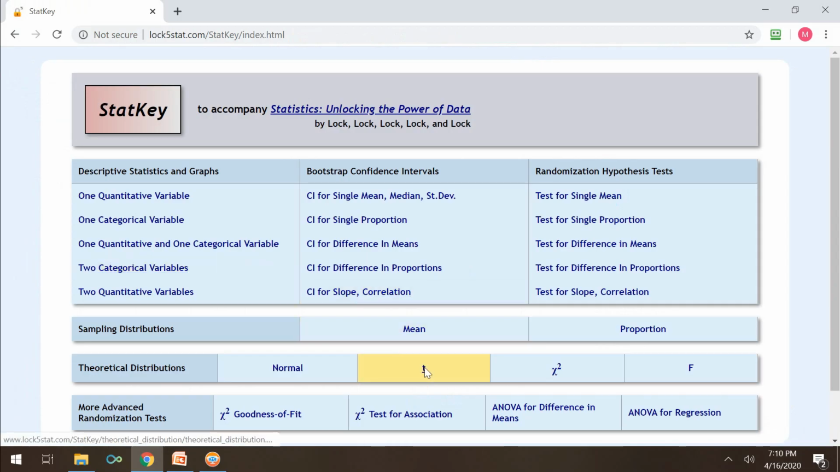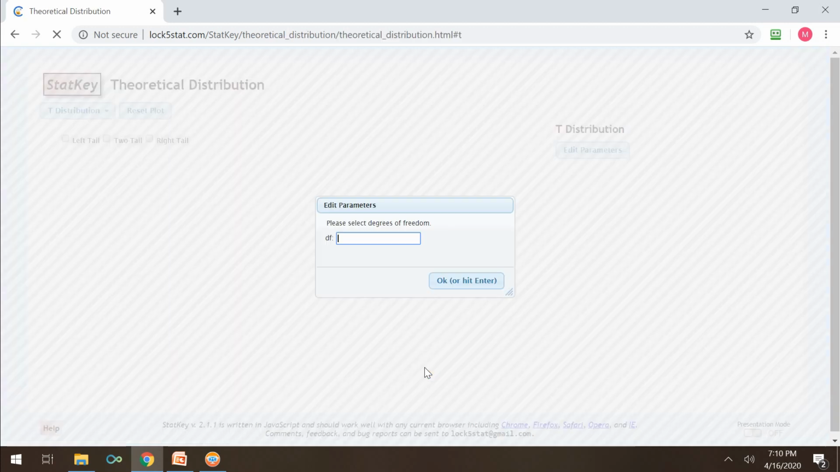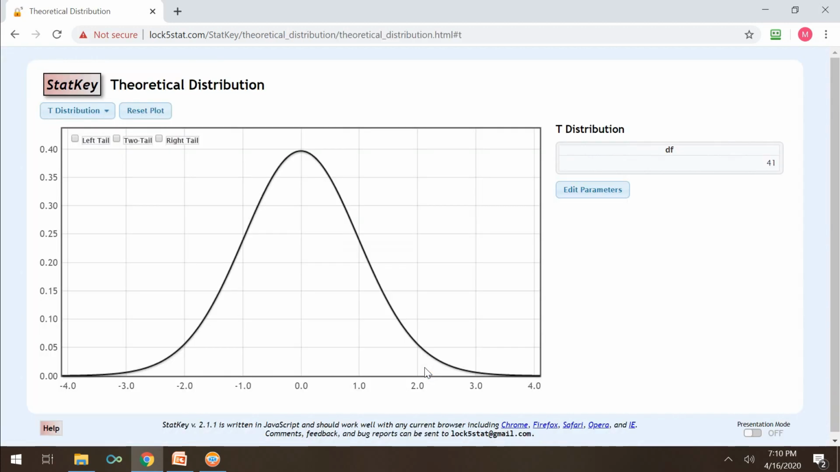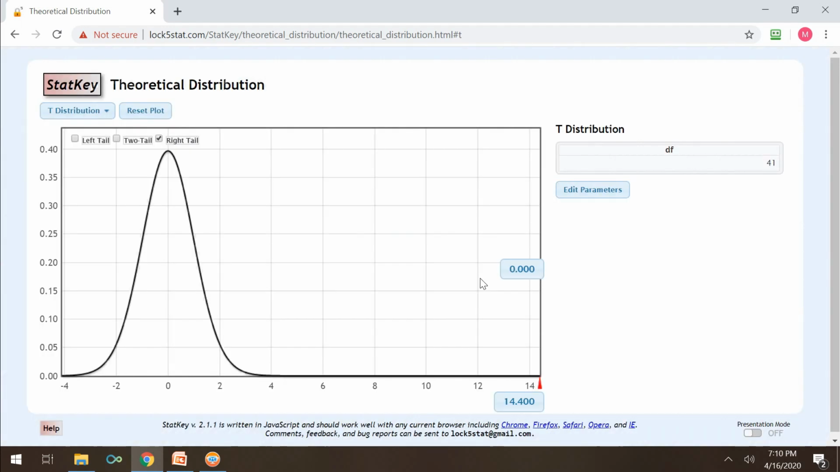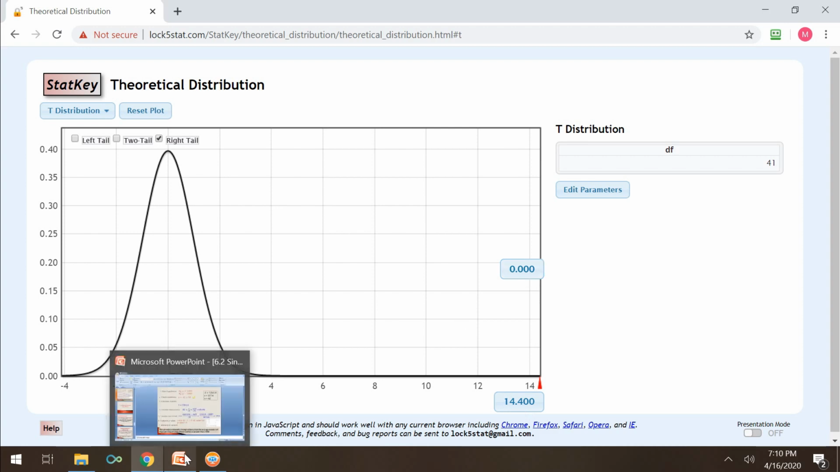So we will go to the t-distribution. Degree of freedom is 42 minus 1, which is 41. And this is a right tail test. And I'm looking for t that is beyond 14.4. So this is going to be really, really far. And as you can see, I'm way over here. The p-value is obviously 0.